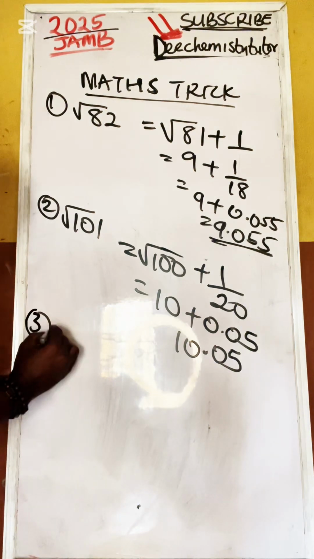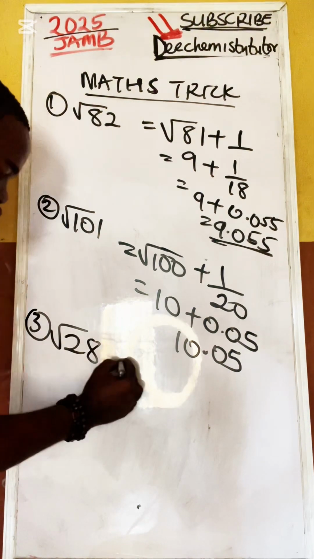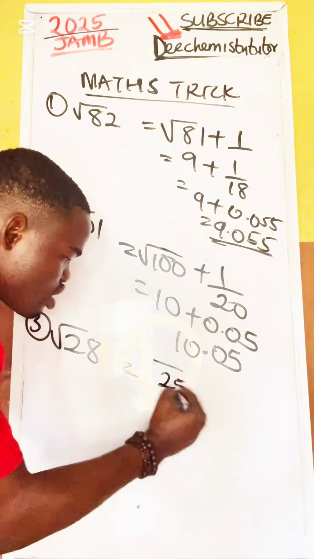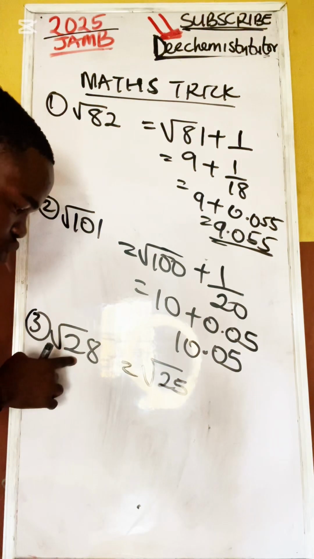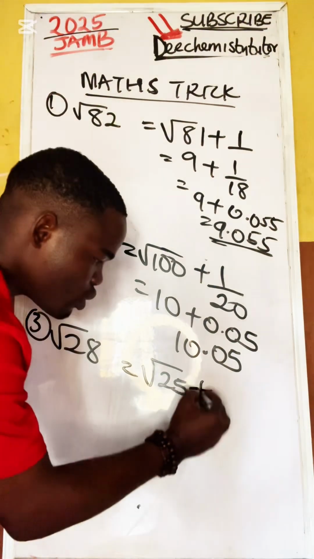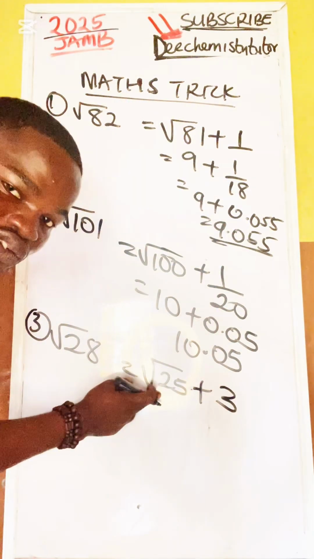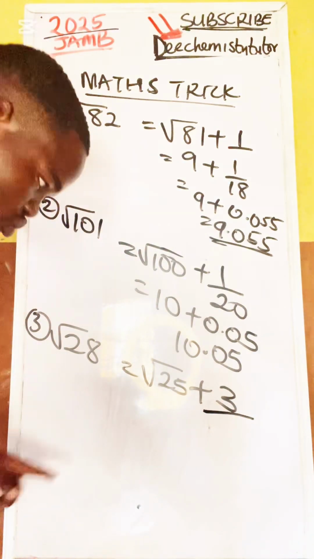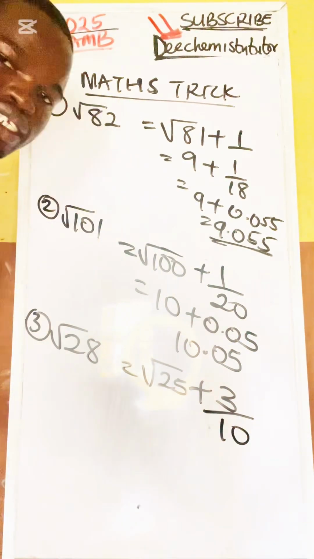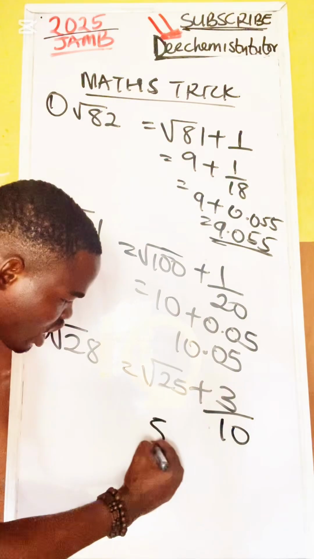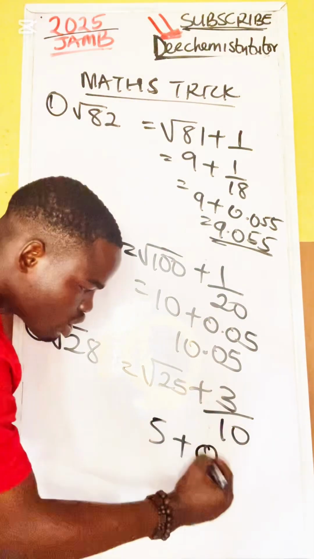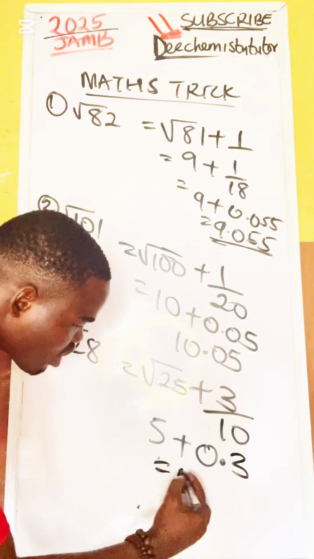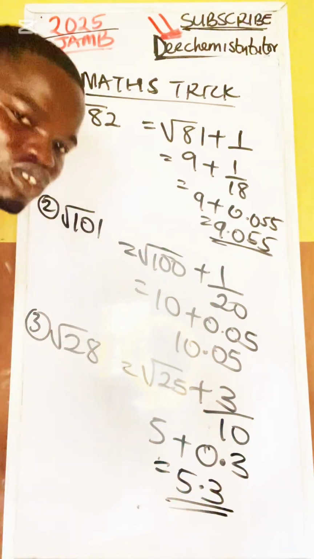The third one is the square root of 28. What is the closest perfect square? That's 25. So the square root of 25 is 5. What is left? 28 minus 25 is 3. Then 5 times 2 is 10. So if you do this, it is 5 plus 3 over 10, which is 5 plus 0.3. So this is 5.3.